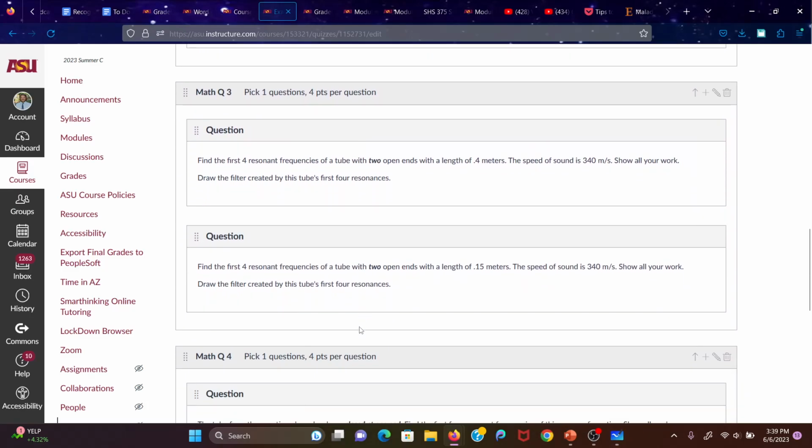It's the first four resonant frequencies of a tube. So the formula for this one, I think, is one of the easiest formulas that you have to remember. It's just resonant frequency equals n times C over 2L.